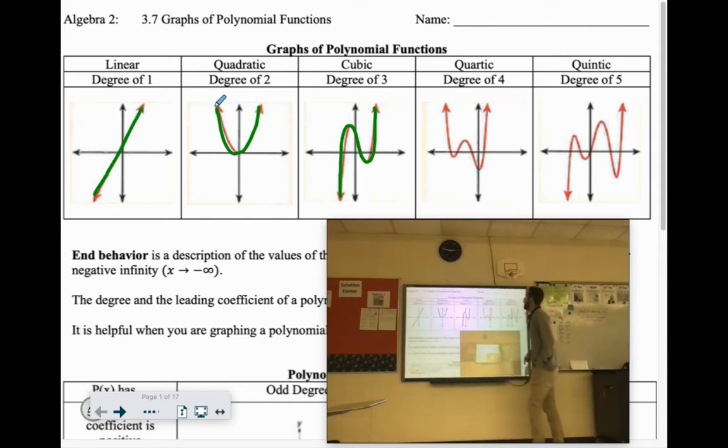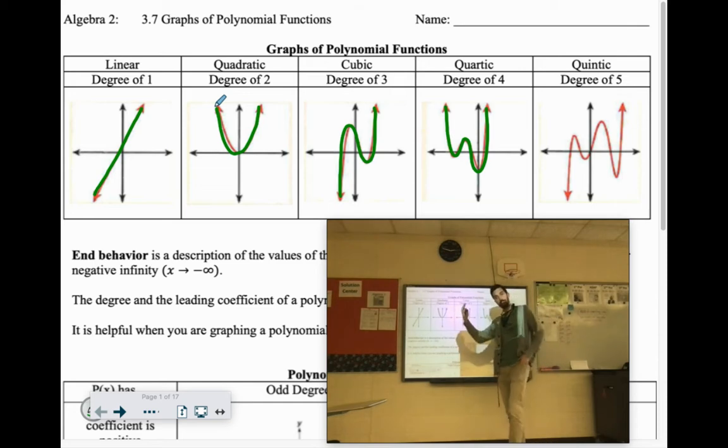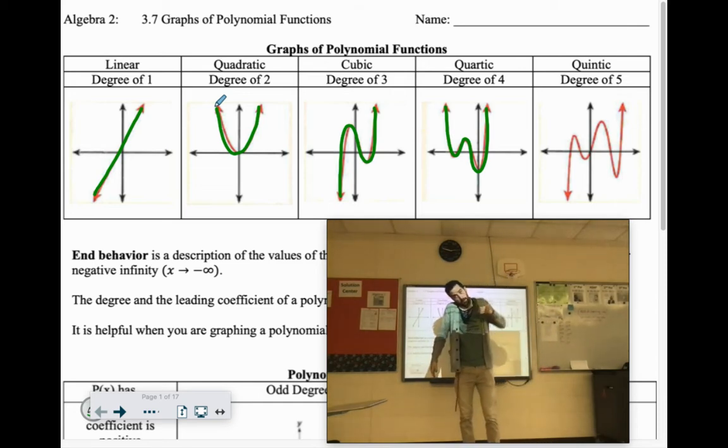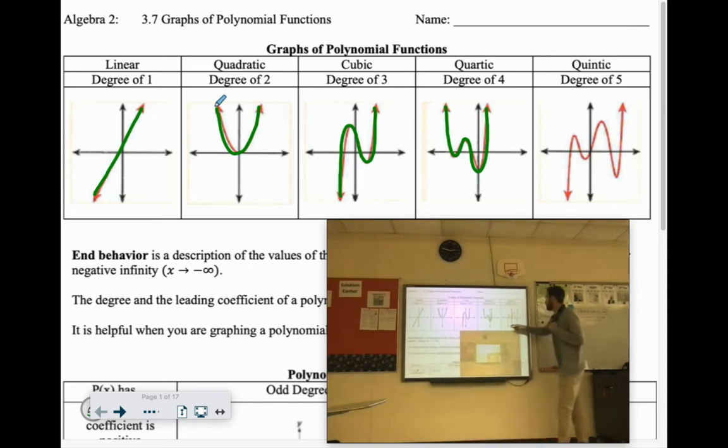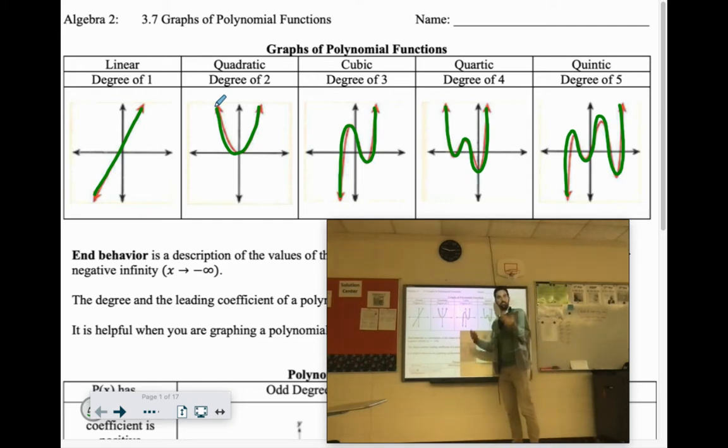Quartic, the fourth degree, starts up top, goes down, up. 4 different directions. Starts at the top, ends at the top. Quintic, odd, is going to start at the bottom, but it's going to end up at the top. So it goes up, then down, then up, then down, then up. It goes 5 different directions. It's to the 5th degree.